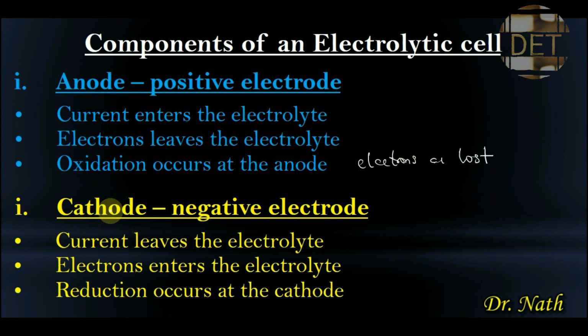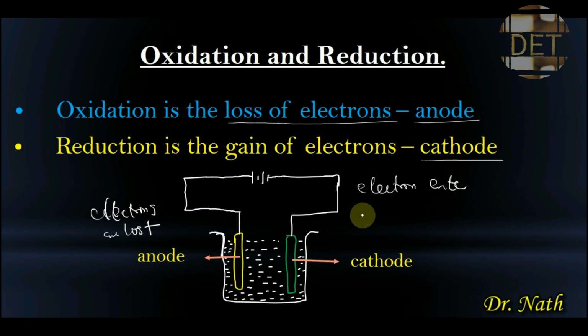Then we also have the cathode, which is the negative electrode, and current leaves the electrolyte through the cathode, electrons enter the electrolyte through the cathode, and reduction occurs at the cathode. So reduction will occur at the cathode because there will be gain of electrons at the cathode. Just as I've explained before, electrons enter into the electrolyte through the cathode. And the cathode is the negative electrode, the anode is the positive electrode.